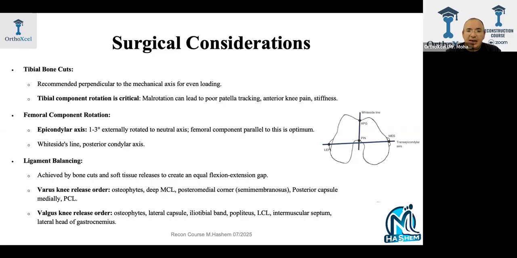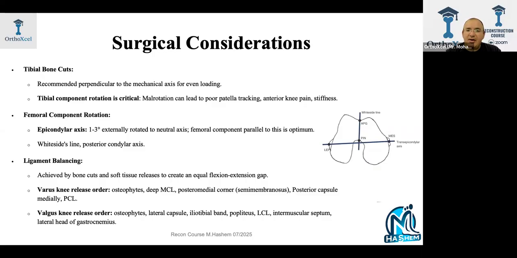For the release, you have to start with the varus or valgus knee. You have to start with removing the accessory osteophytes. You have to get the osteophytes away. Then in the varus knee, you start to release the deep MCL because the MCL is doing the job. Then you go to the posterior corner, semimembranosus, posterior capsule, up to releasing the PCL.